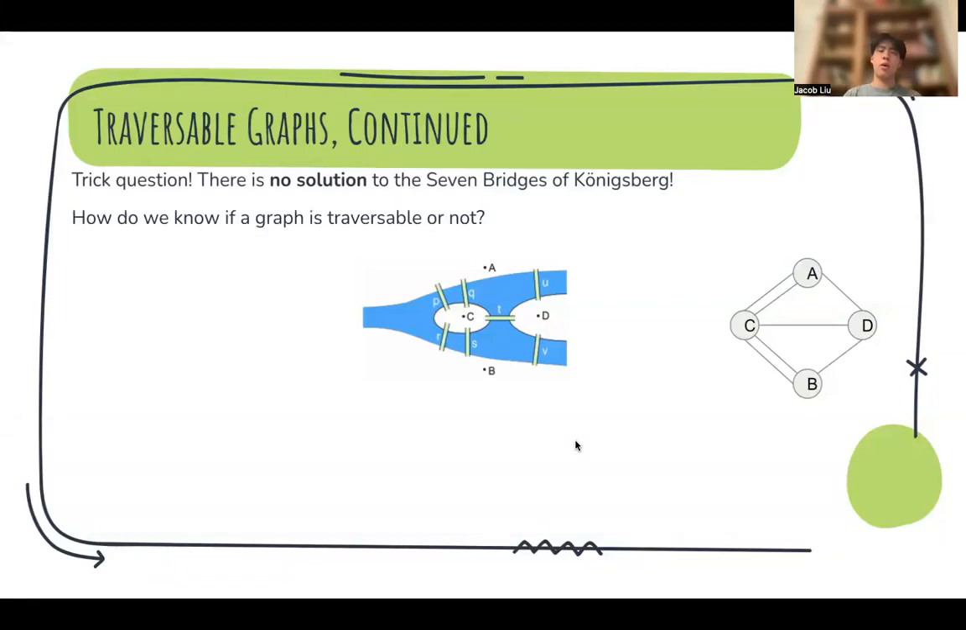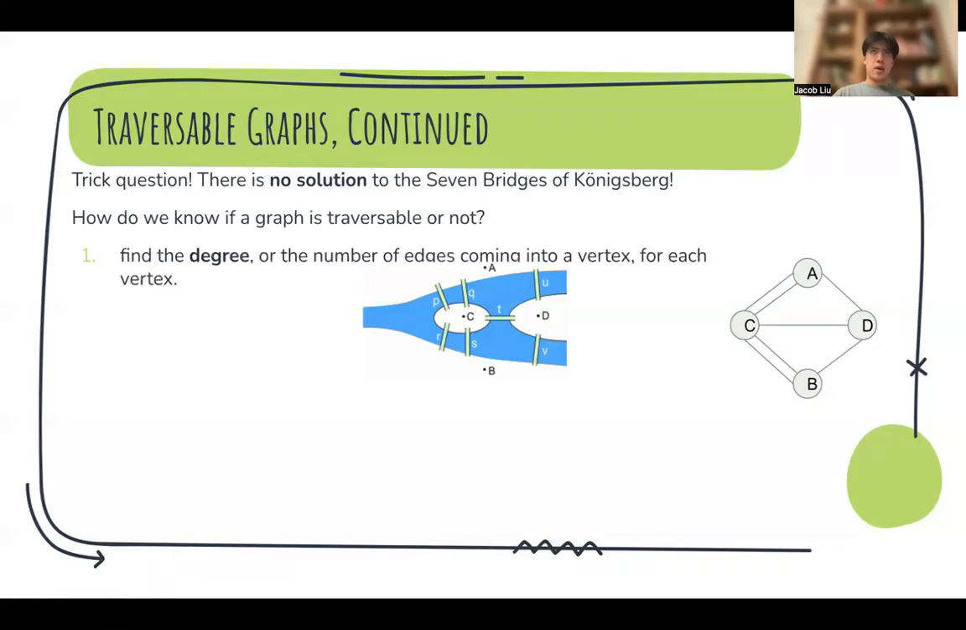So how do we know if a graph is traversable or not without having to list out all possible combinations of all different edges? Here's how you do it. You need to first find the degree for each vertex. The degree is the number of edges coming into a vertex. So yeah, find the degree for each vertex.